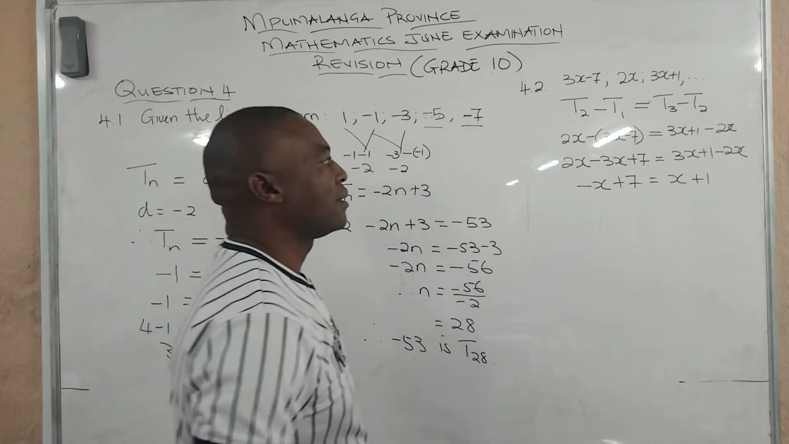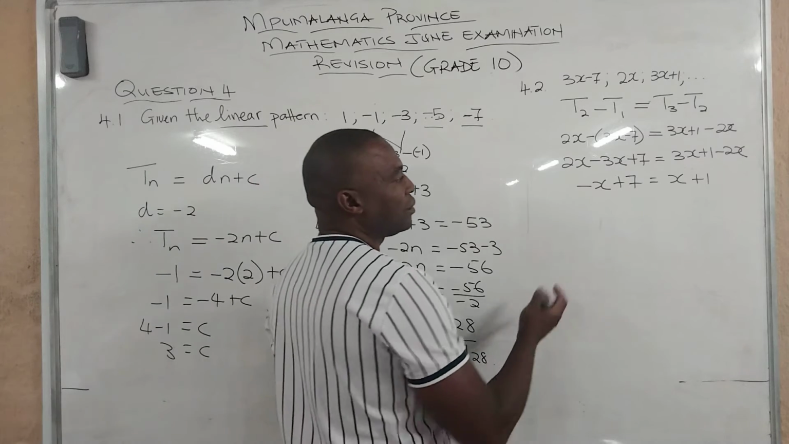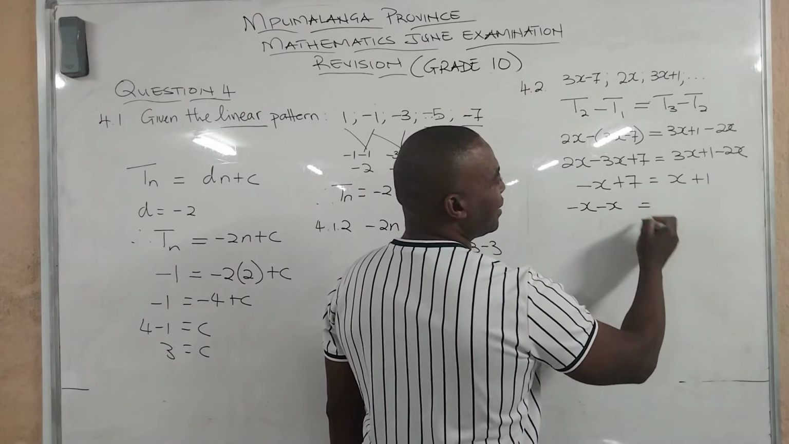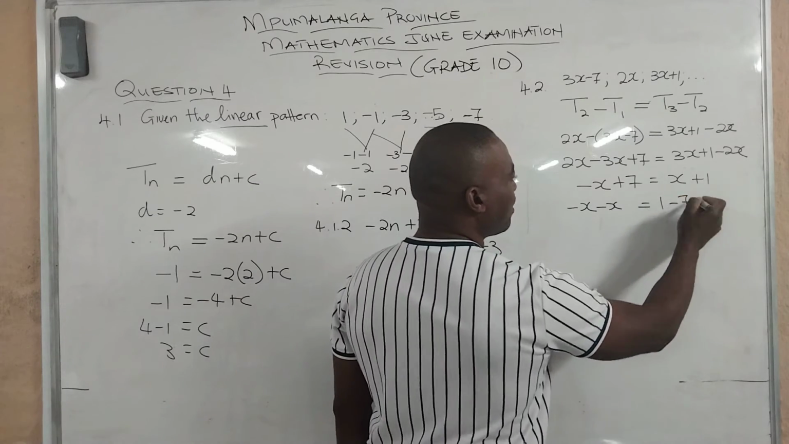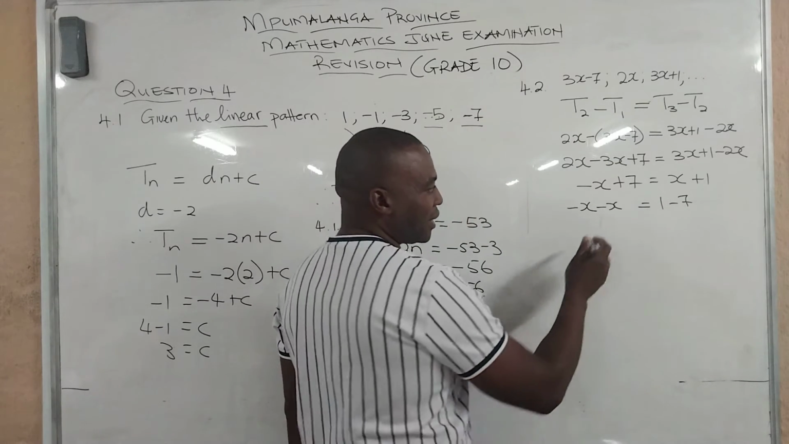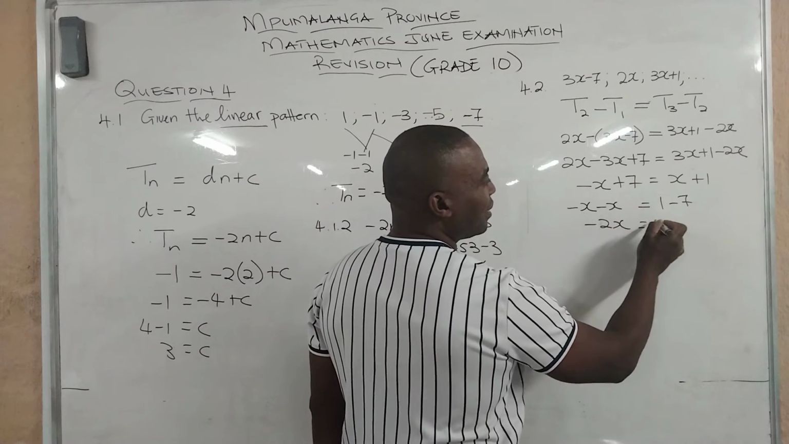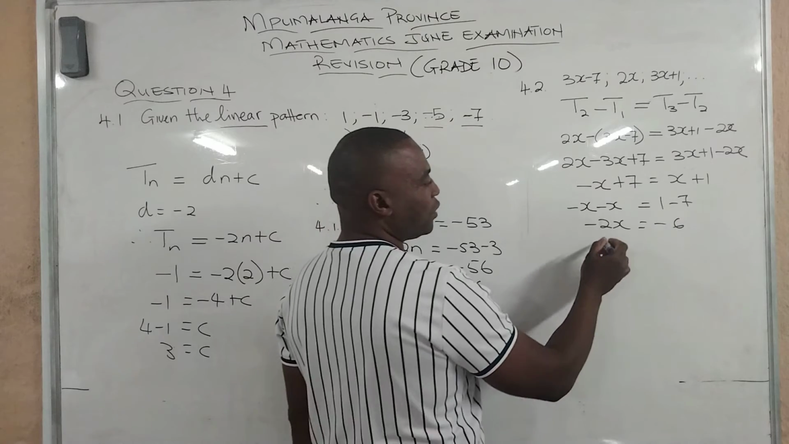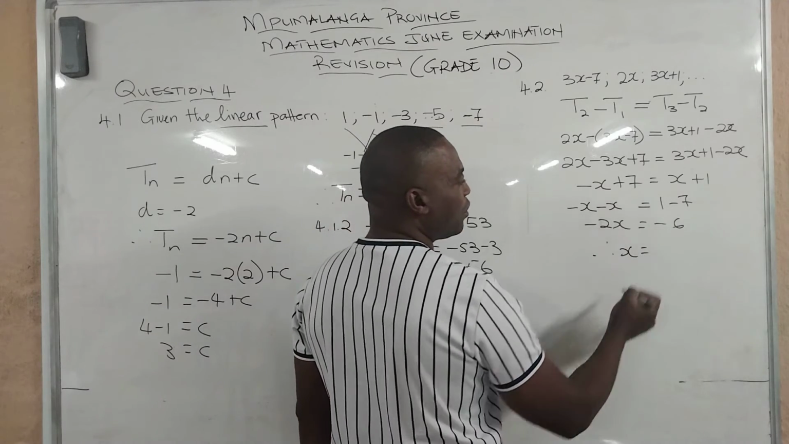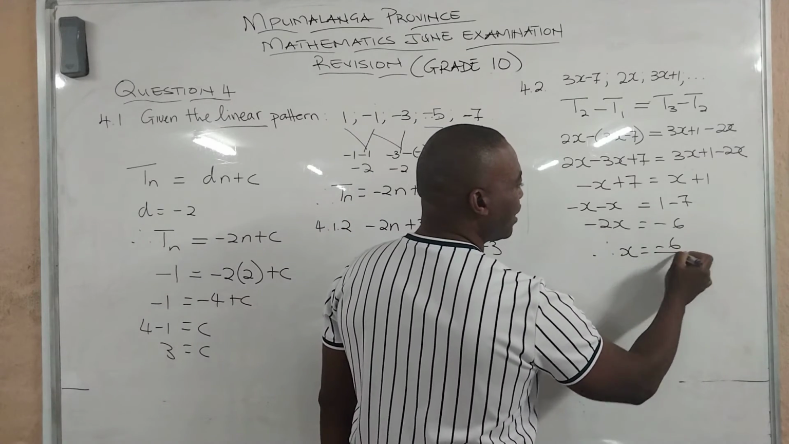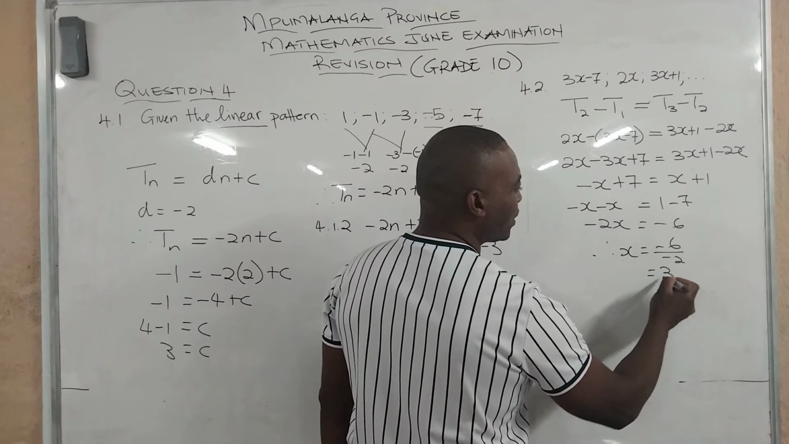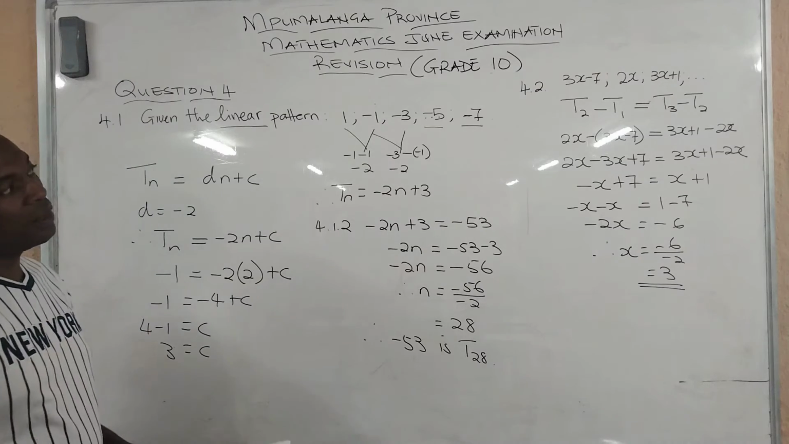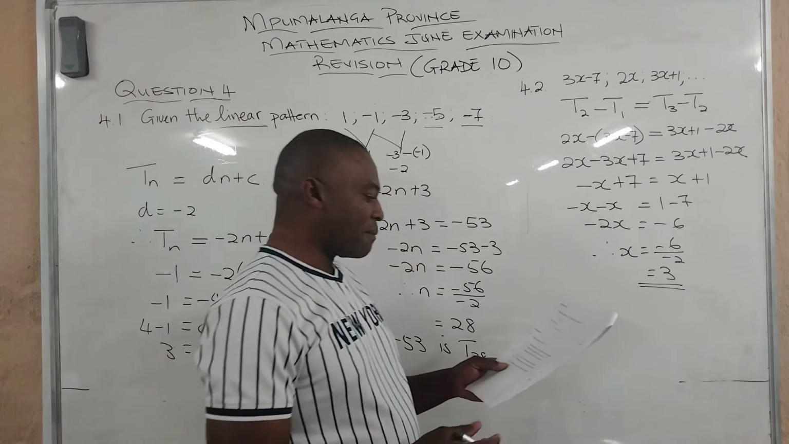Terms in x, let's bring them to the left side, that would be negative x minus x is equal to 1 minus 7. Minus x minus x is minus 2x, is equal to negative 6. Then we divide by negative 2. So we say therefore x will be equal to negative 6 divided by negative 2, which will give us positive 3. So that's how we find the value of x.